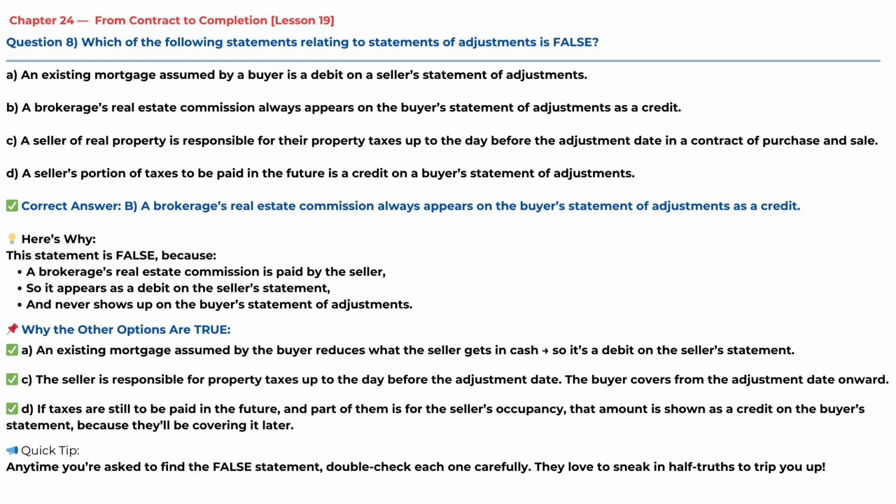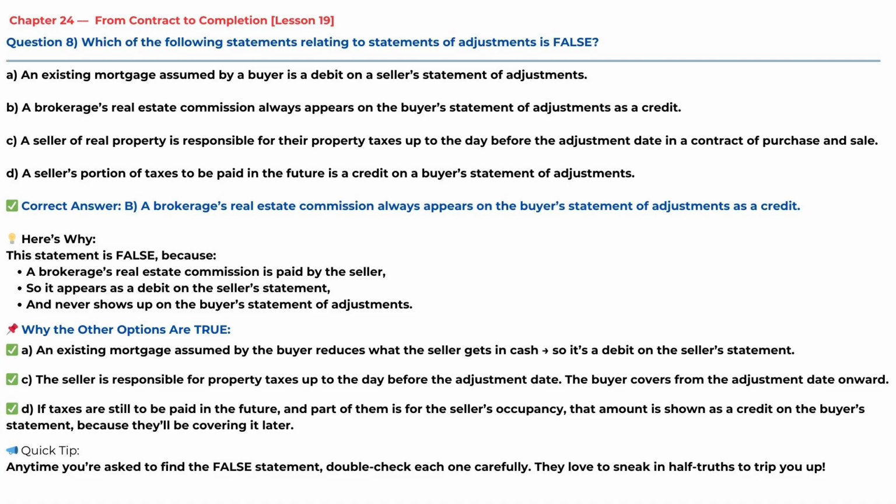Question 8. Which of the following statements relating to statements of adjustments is false? False statement of adjustments is B. A brokerage's real estate commission always appears on the buyer's statement of adjustments as a credit. Here's why. This statement is false because a brokerage's real estate commission is paid by the seller, so it appears as a debit on the seller's statement and never shows up on the buyer's statement of adjustments.